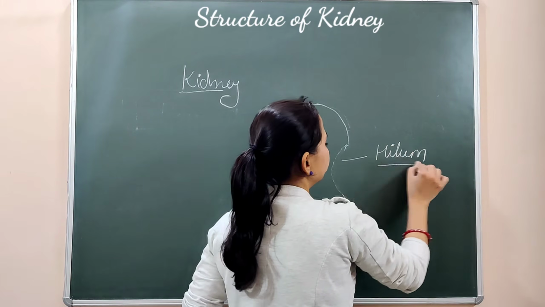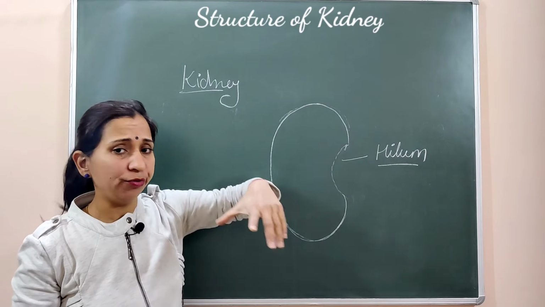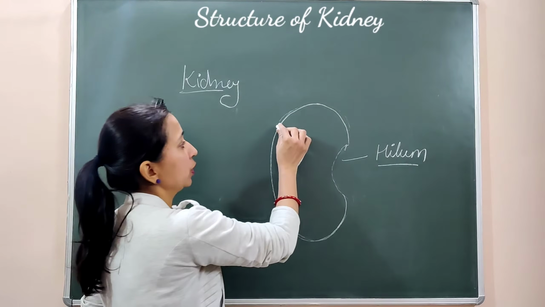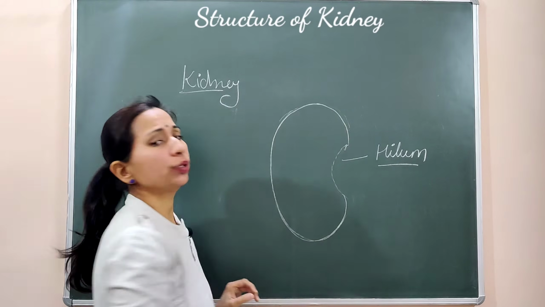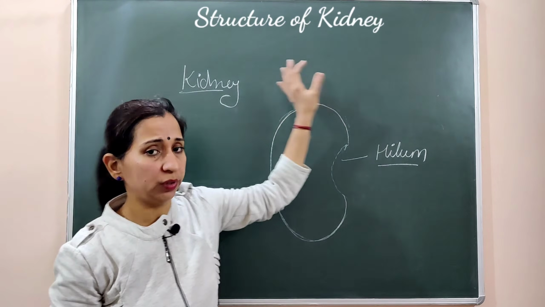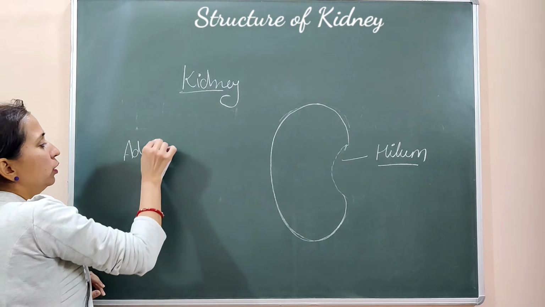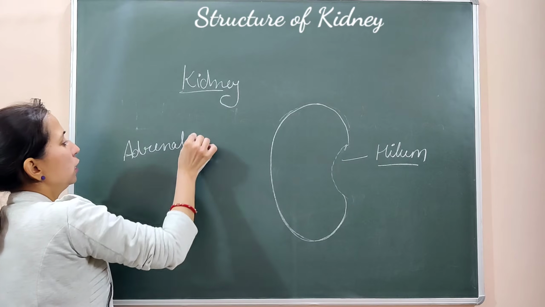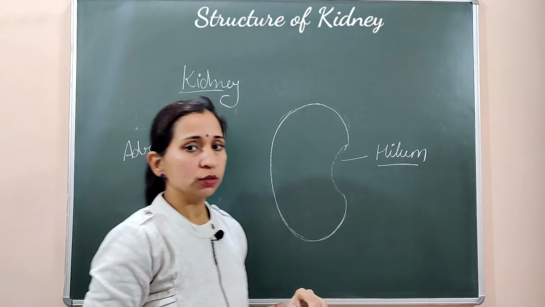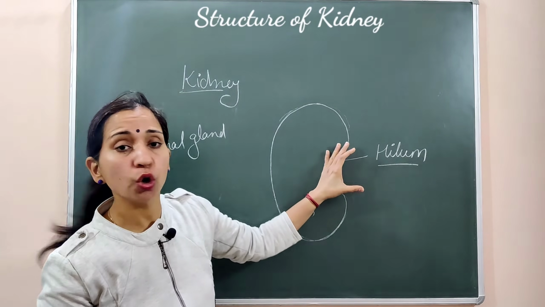Above the kidney, the adrenal gland, which is also known as the suprarenal gland, will also be located. So it will also be present here, but we are not drawing it here. You can keep in mind that the adrenal gland is present above both of these kidneys, and it's also known as the suprarenal gland. This notch-like structure is known as the hilum.